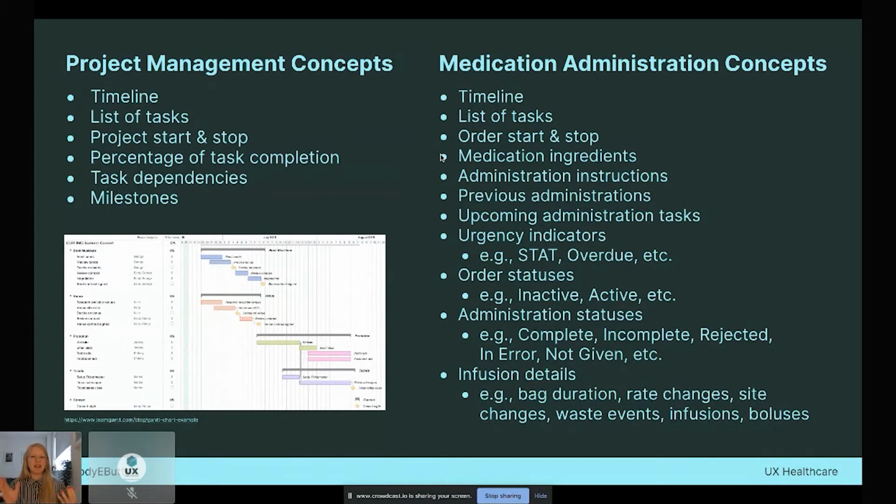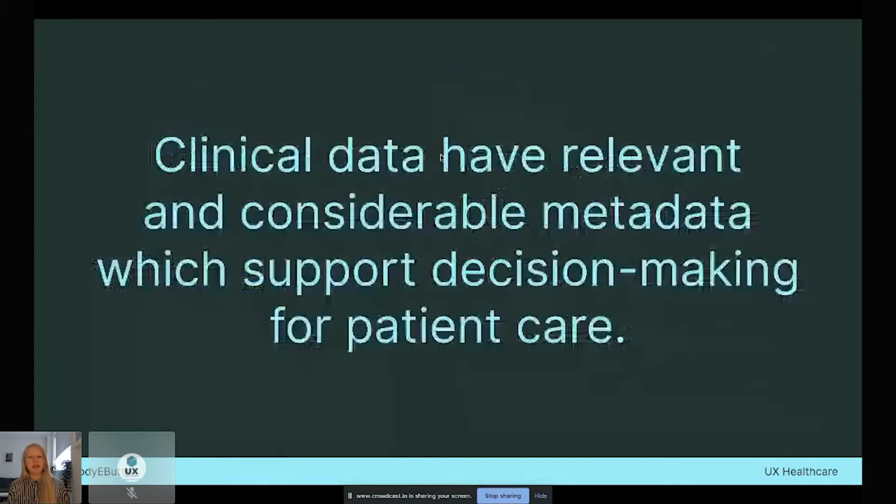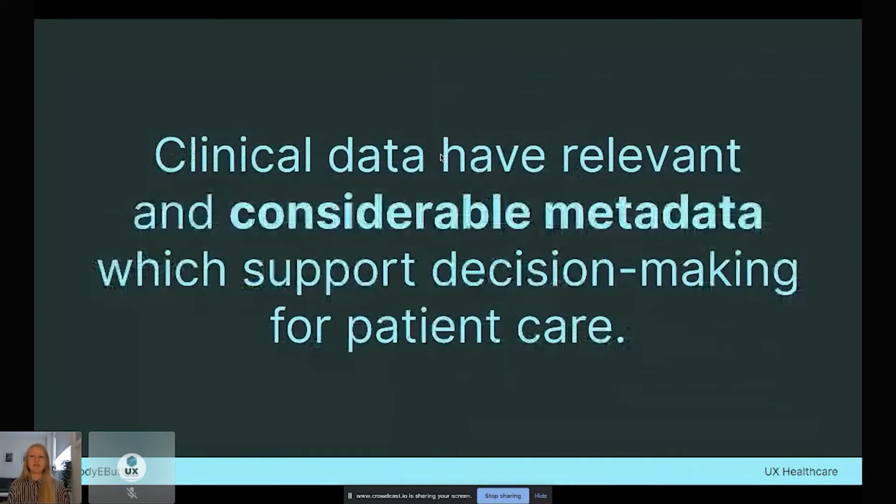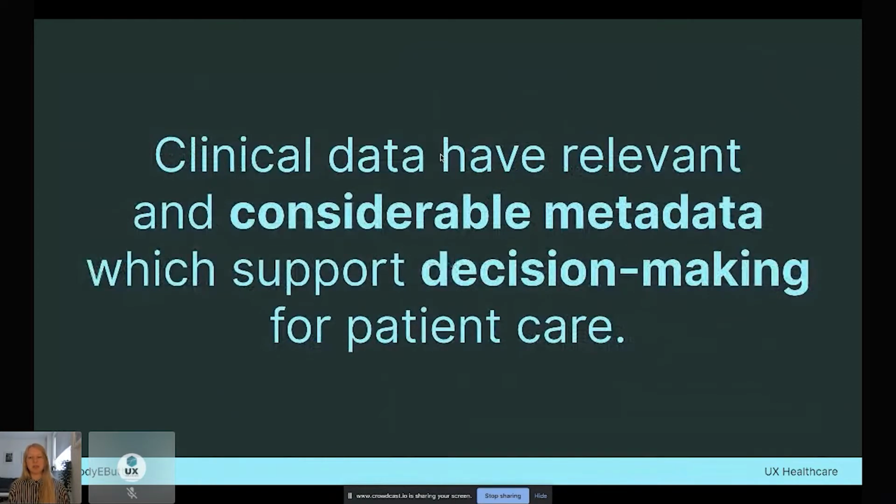So we're trying to take these great visualizations, but adding in a lot of extra concepts that simply the tools in our industry today just are not built for. So clinical data have relevant and considerable metadata, which support decision-making for patient care. And that's really important to know.